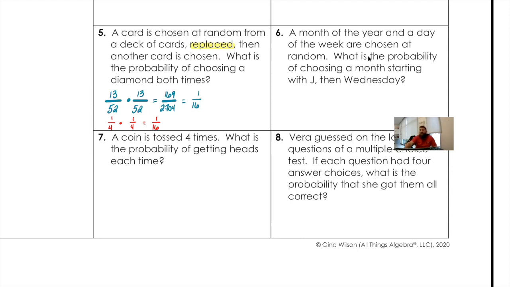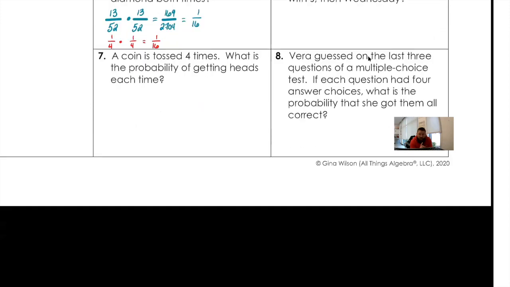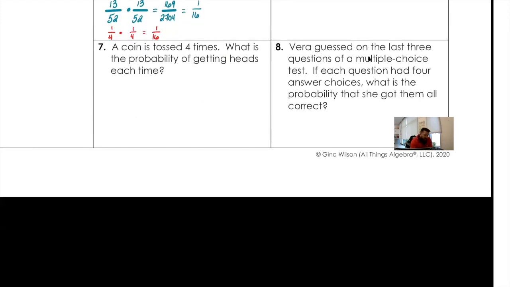A student guesses on the last 3 questions of a multiple choice test. Does that sound familiar to some of us? Guys, don't guess. Get it right, you weirdos. All right. If each question had 4 choices, what is the probability that she got all of them correct? So let's say she guesses on the first one. There's 1 right answer, 4 possibilities. That's a 1 out of 4 shot.